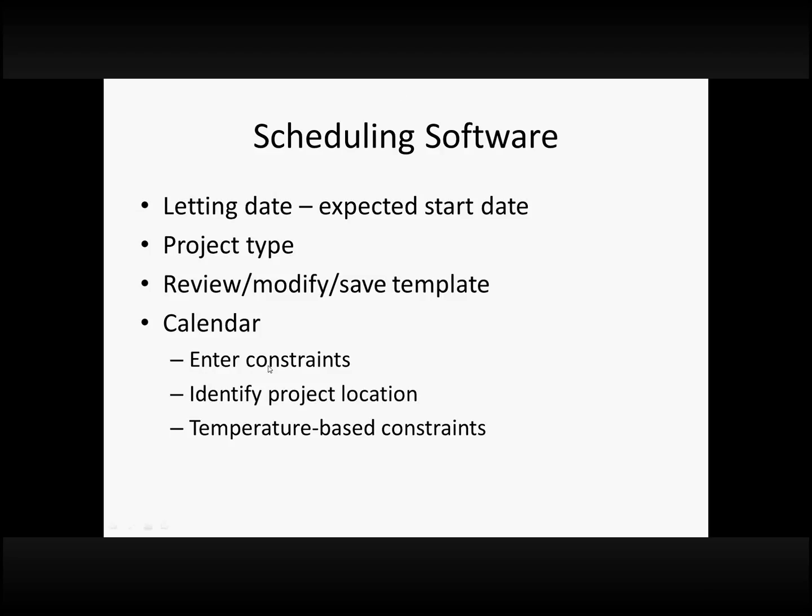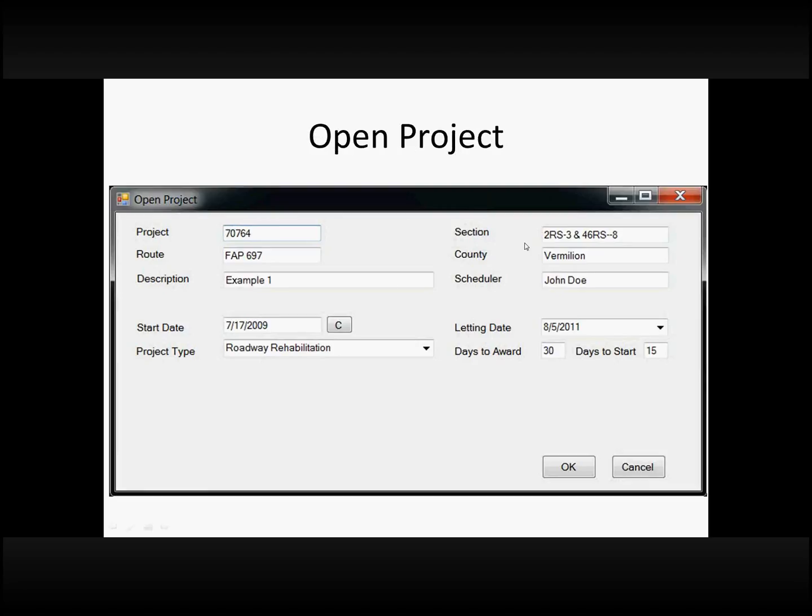Depending on what they expect to do as far as 2-day weekends or possibly 1-day weekends, what other constraints there might be on the project, they can set up a custom calendar, and it also involves selecting the project location so they can see what we would expect the temperature-based constraints to be on various activities. So, this is the really simple form when they open the project, put in the project information.